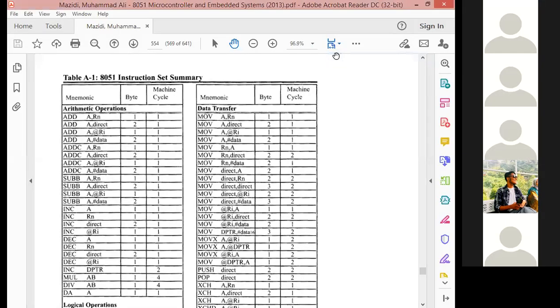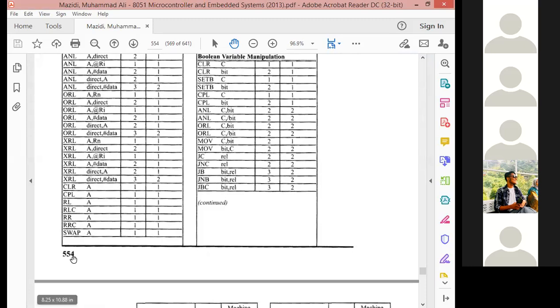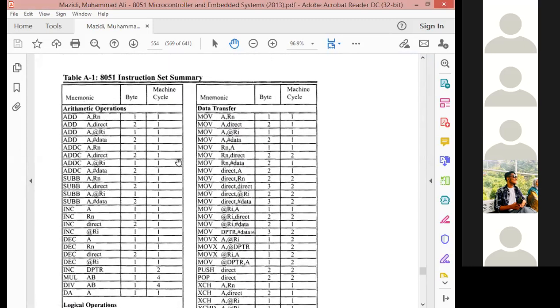Everyone, can you see my screen? Can you see that I have a table in front of me? Is it visible? Yes, sir. So this is Table A1 of the appendix of your book. In the soft copy that I have provided, it is page 554. You really need the information from this table to know the machine cycle. But still, look at your class note. You need to understand a few things over here.